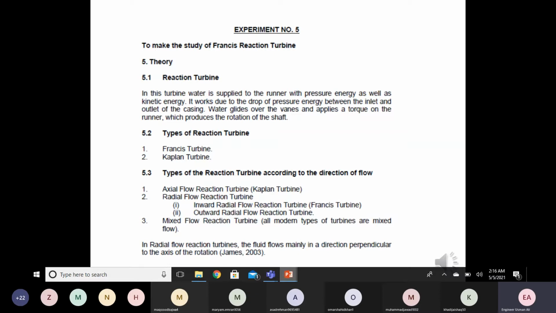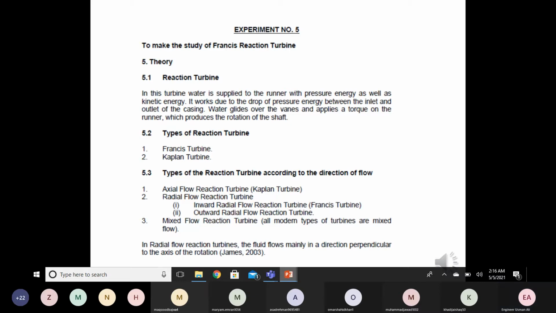Now remember this, the modern types of turbines, whether they are the reaction turbines or Kaplan turbines, they are made as the mixed flow turbine, in which either the flow is radial at inlet and axial at outlet, or vice versa. So flow is radial at inlet and axial at outlet of the runner of the turbine. That is, they are called the mixed flow reaction turbine, in which there is a mixture of axial flow and the radial flow.